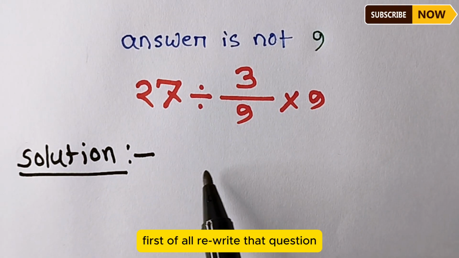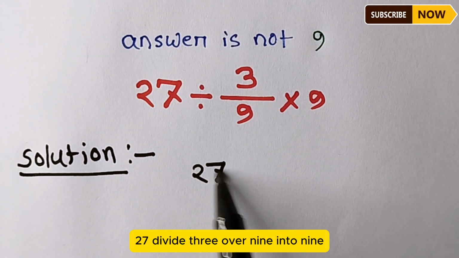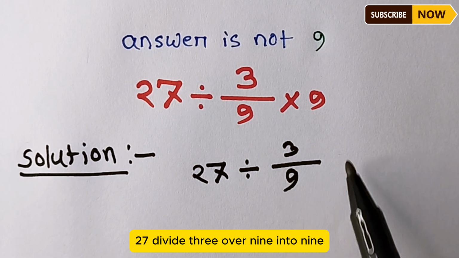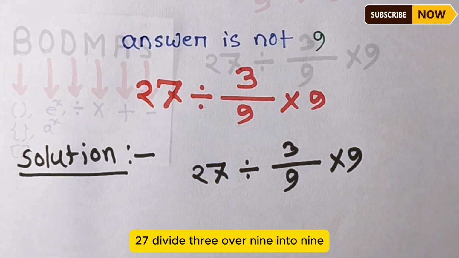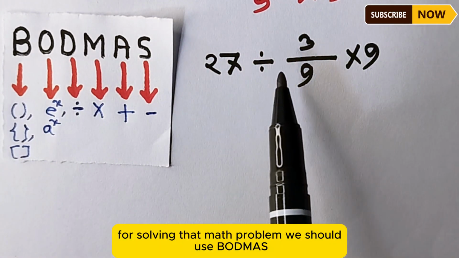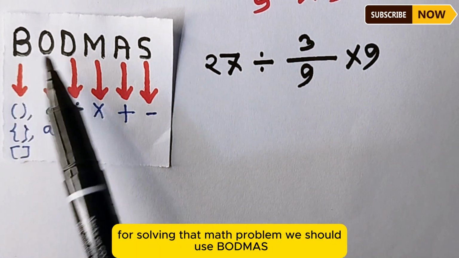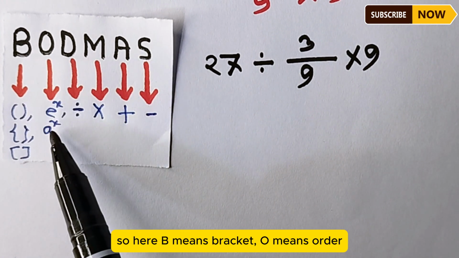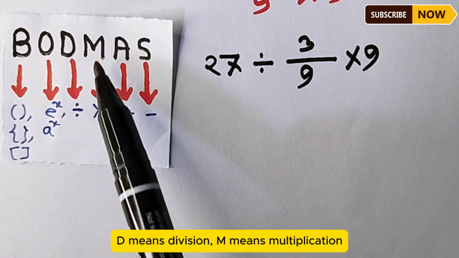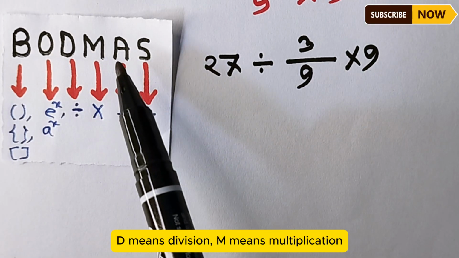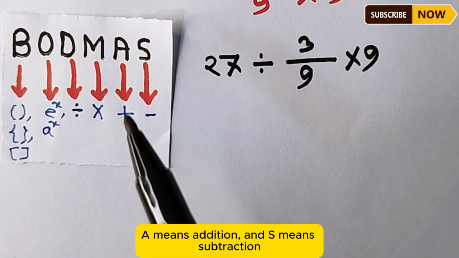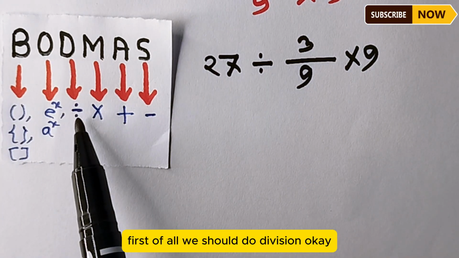First of all, rewrite the question: 27 divided by 3 over 9 times 9. For solving this math problem, we should use BODMAS. Here B means bracket, O means order, D means division, M means multiplication, A means addition, and S means subtraction. First of all, we should do division.